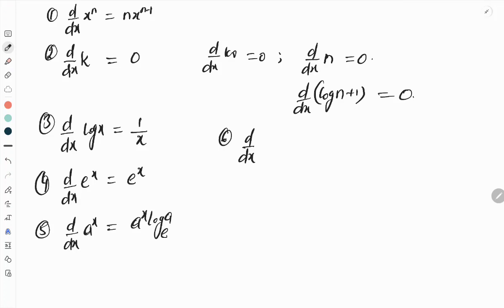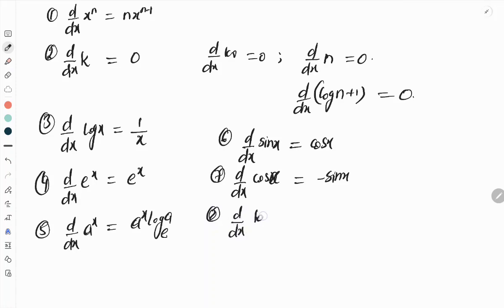After that, the trigonometric formulas are there. dy/dx of sin x, the differentiation of sin x with respect to x will be cos x. Seventh formula: dy/dx of cos x is equal to minus sin x. Eighth formula: dy/dx of tan x is equal to sec square x. Ninth formula: dy/dx of cot x is equal to minus cosec square x.